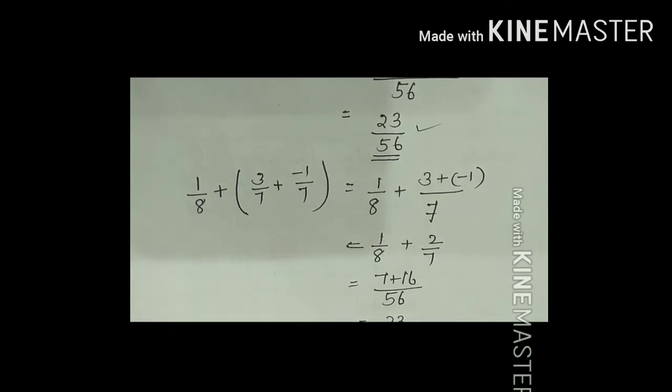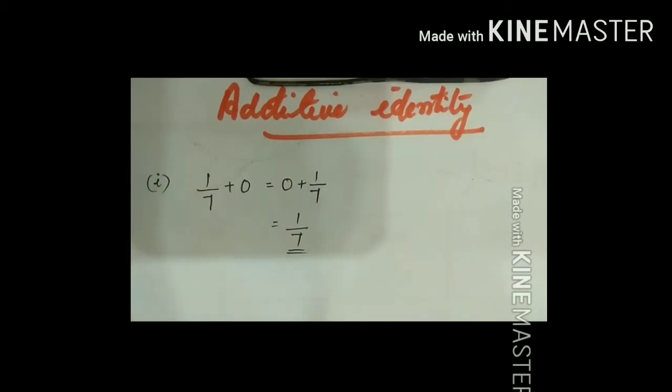That means for three rational numbers you can add in any order. The result will be the same. This is what is called the associative property. Now let's learn additive identity.